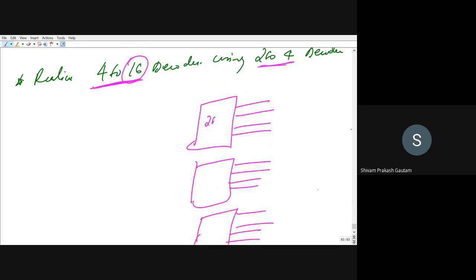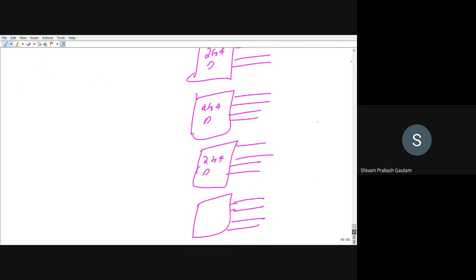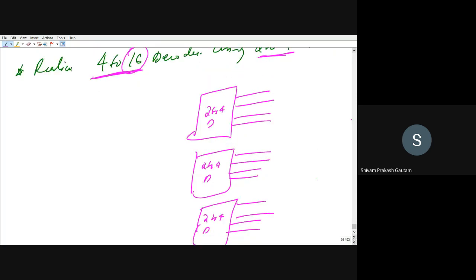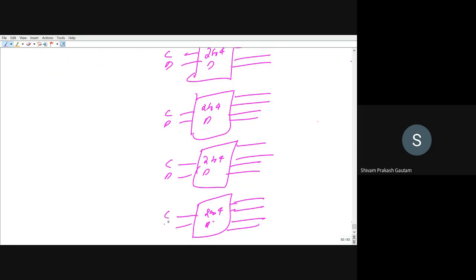So this is 2 to 4. I can write here 2 to 4 decoder, 2 to 4 decoder, 2 to 4 decoder. So right now we have made 4 output lines. Provide 2 inputs here. Sorry, in four variables, so you are having 4 inputs. So you will have 4 variables, that is A, B, C, D. The least significant are C and D here, so I will write here CD, CD. In all of them, CD is shown.